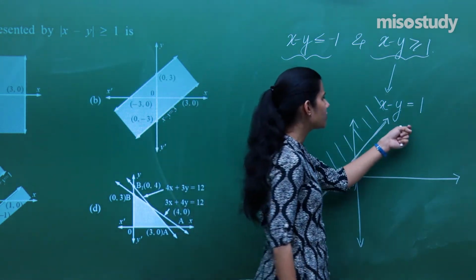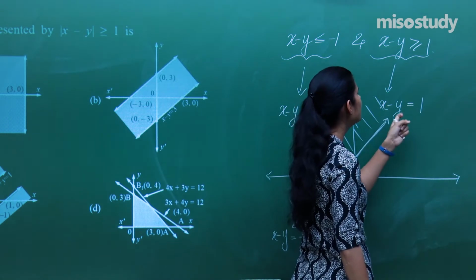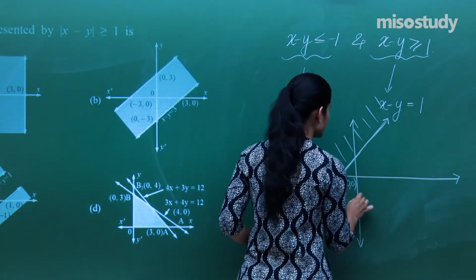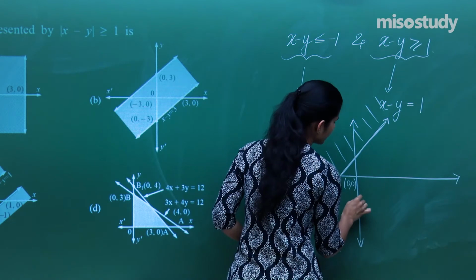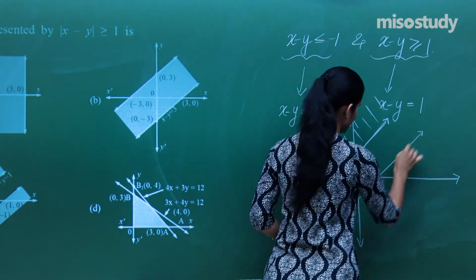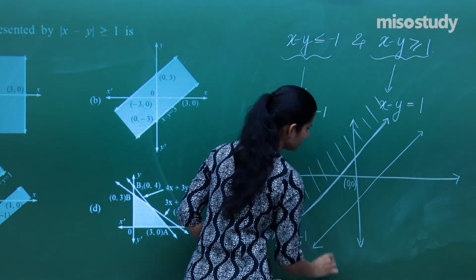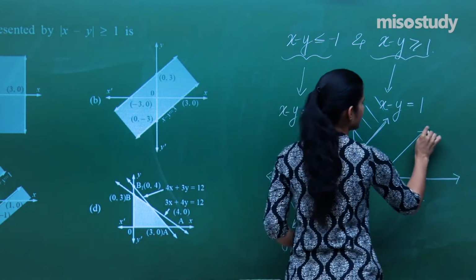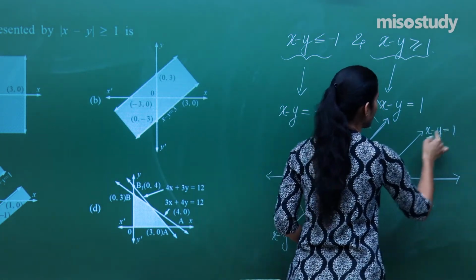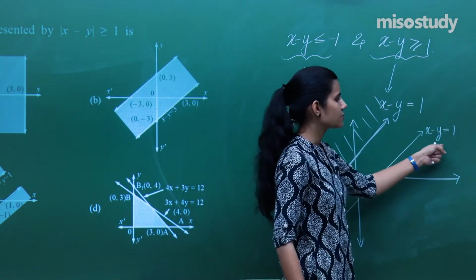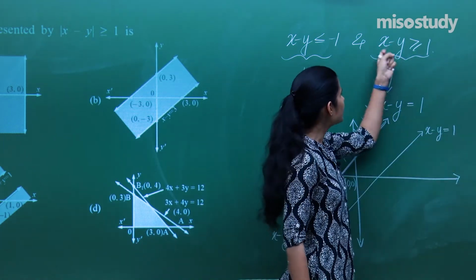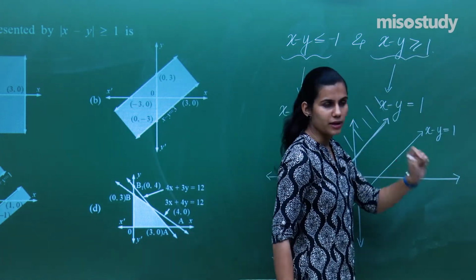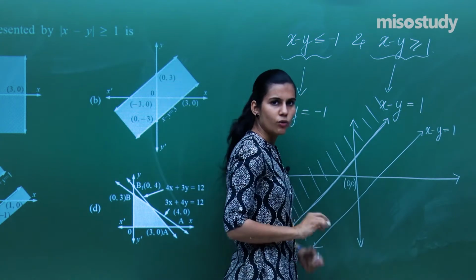Next I have x minus y equals 1. When you put x equals 0, you get y equals minus 1. And when you put y equals 0, you get x equals 1. You get this as the equation. This is x minus y equals 1. All the points on this line are actually satisfying x minus y equals 1. I want x minus y equals 1 or greater than 1. Equals 1 is this. What about greater than 1?